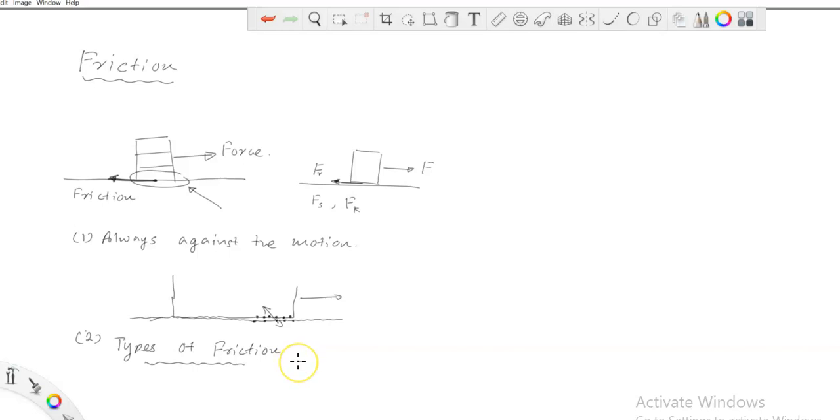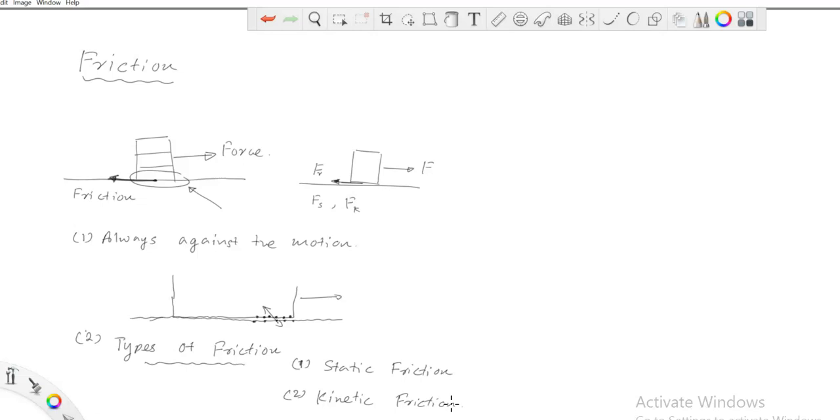Two main types: static friction and kinetic friction. So as the name suggests, static friction is the friction that you can feel in objects when they are stationary, when they are not moving. You try to move something, you feel a resistance, the object is still stationary. That friction, that resistance is called static friction.